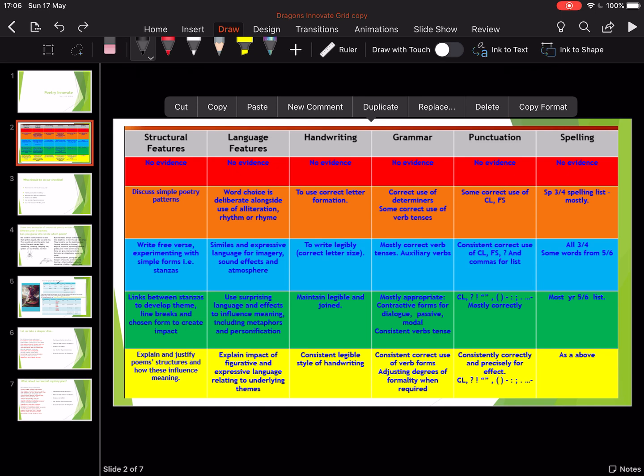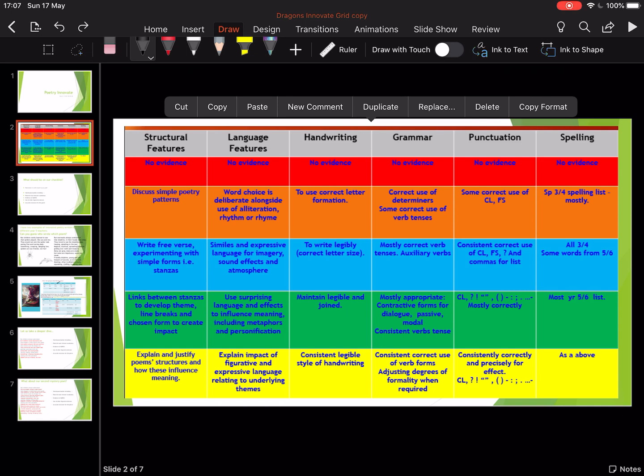Well, all of your work last week showed that you can choose very surprising language, and you kept it all relevant as well. So that's another thing we need to keep up this week. Make sure any words that we're choosing are relevant to the topic that we've chosen to write about. And then the yellow, we have explain the impact of figurative and expressive language. So once you've written your stanza and you've included your metaphors and your onomatopoeia, that's when you need to be able to sit down and say, well, I included that example of onomatopoeia because of this. And you can give your beautiful, succinct reasons.